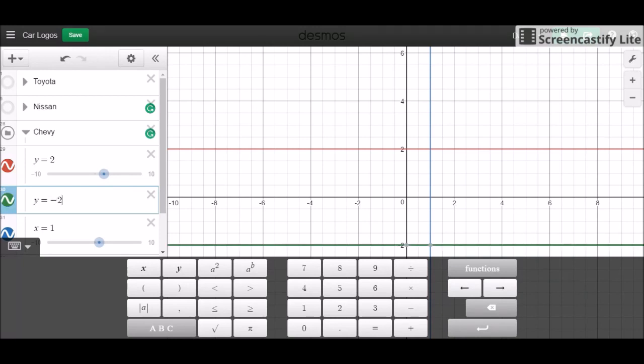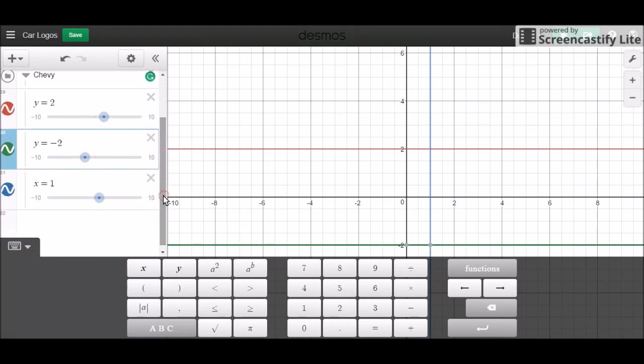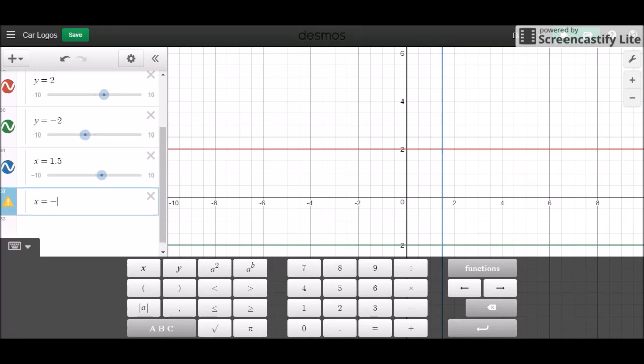I'm going to use 2 and -2. And for the vertical lines, does over here look good? That looks like 1.5. So I want to say x equal to 1.5 and x equal to -1.5.